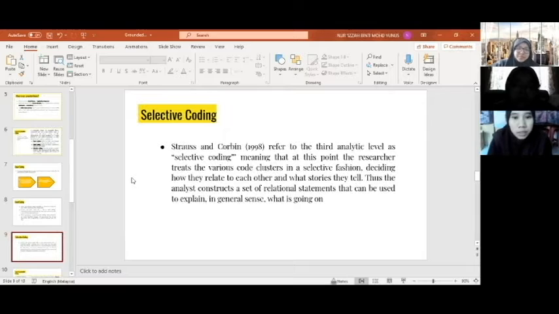Selective coding, from Strauss and Corbin 1998. They refer to the third analytic level as selective coding, which means that at this point, the researcher treats the various code clusters in a selective fashion, deciding how they relate to each other and what stories they tell. Thus, the analyst constructs a set of relational statements that can be used to explain in a general sense what is going on.